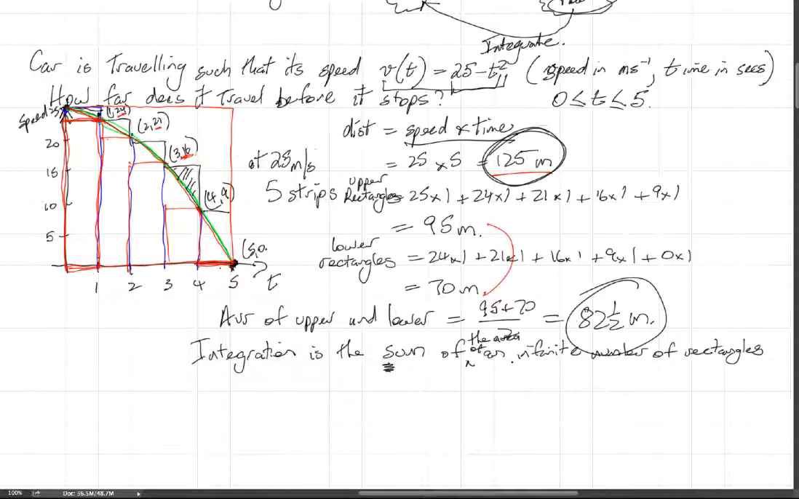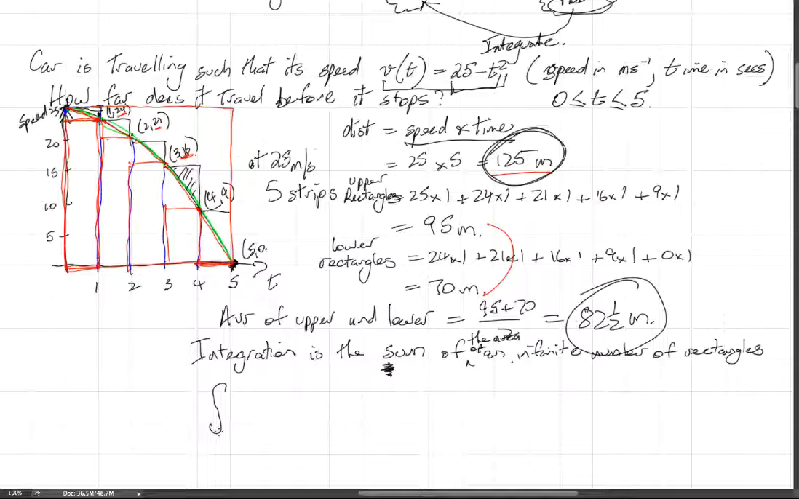So if I made them 1 second, a tenth of a second, you're going to have 50 rectangles. Well, integration's even better than that. It does an infinite number of rectangles. Now, because it's the sum of the areas of these, we use that symbol. It's like an elongated S for sum, and that's the integral sign.